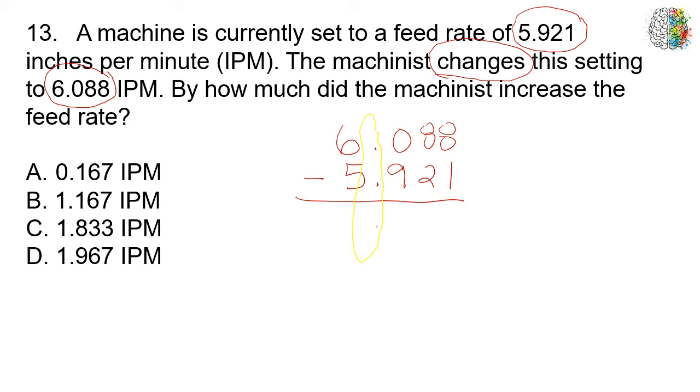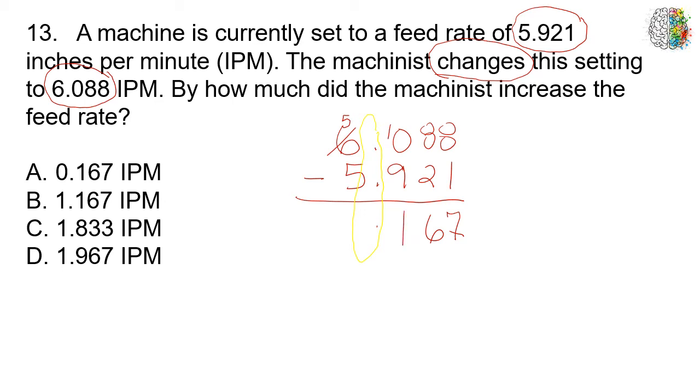So now let's go ahead and do subtraction. 8 minus 1 is 7. 8 minus 2 is 6. I have a 0, so zeros have no value, so I need to go to the number to the left to borrow. I'm going to change that to 5, bring over a 1, that makes 10. 10 minus 9 is 1.